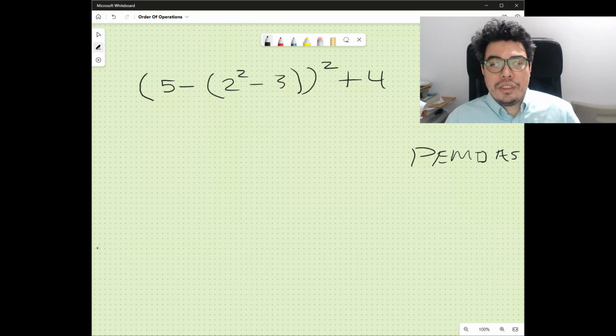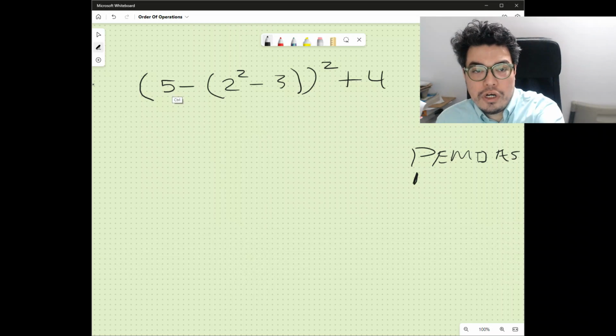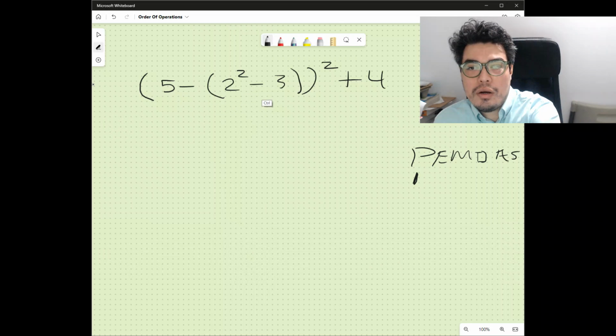And what we do is we look at our order of operations, our PEMDAS, and we ask, are there any parentheses? And in fact, we do have parentheses. First, we have this parenthesis here. 5 minus, we have this parenthesis, which has this expression on the inside, which is 5 minus open parentheses 2 squared minus 3, close parentheses.